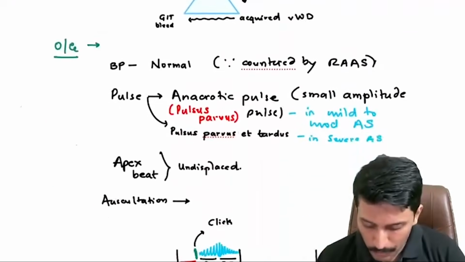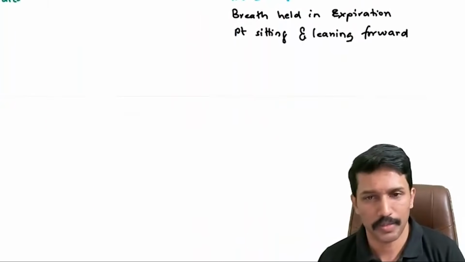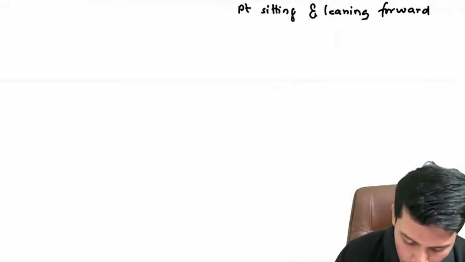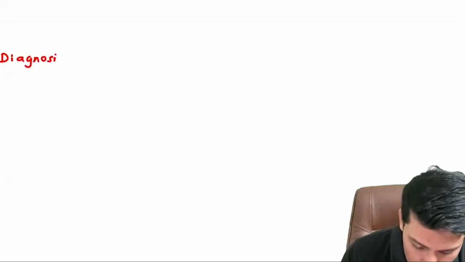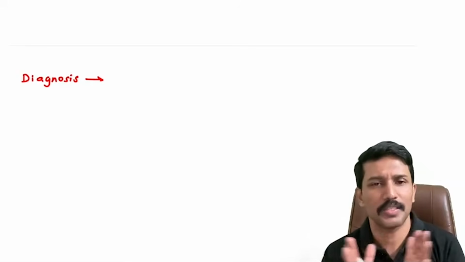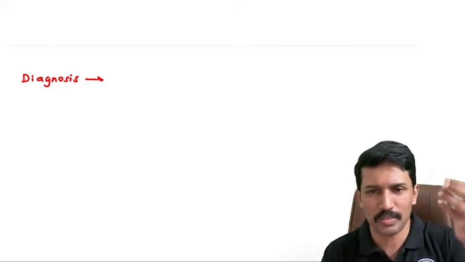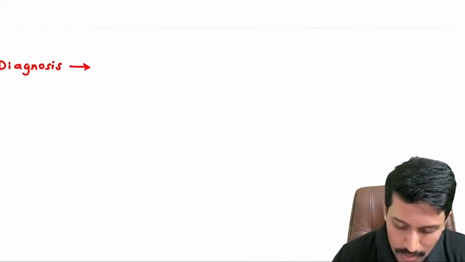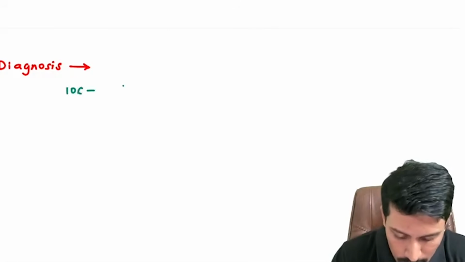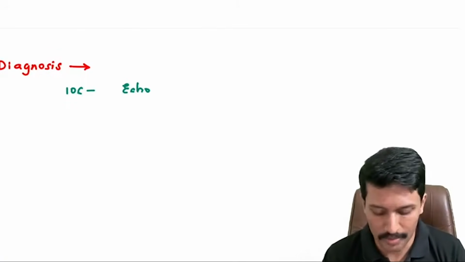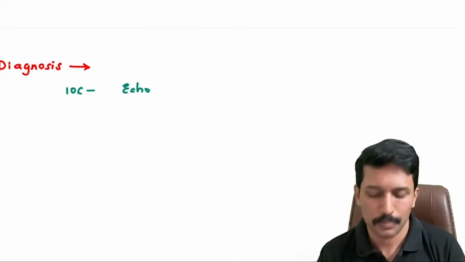Now that the examination findings are completed, this is what you're expected to mention. Now we will talk about diagnosis. The diagnosis of all valvular heart disease for your practical as well as theory exam is pretty simple. All you have to do is state the investigation of choice. Clinically, it's based on symptoms and auscultation findings, but for confirmed diagnosis we have to go for investigation, and the investigation of choice is two-dimensional echocardiography. You can write it as 2D echo or echocardiography.